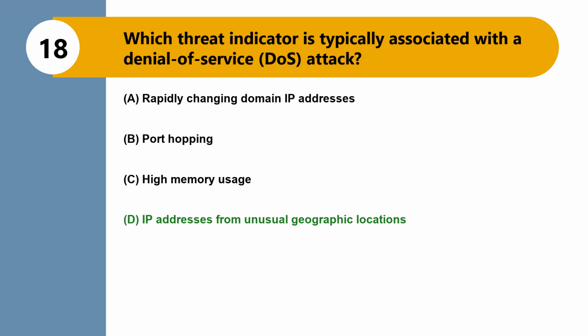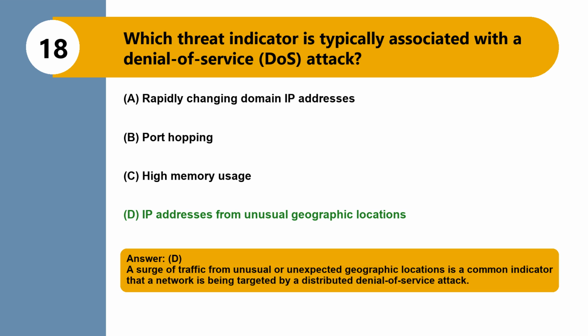The correct answer is option D, IP addresses from unusual geographic locations. A surge of traffic from unusual or unexpected geographic locations is a common indicator that a network is being targeted by a distributed denial of service attack.